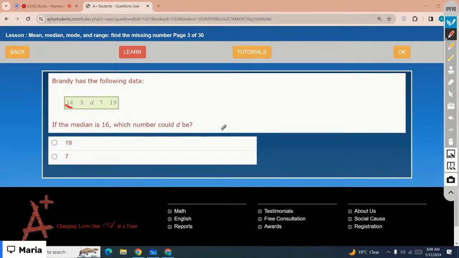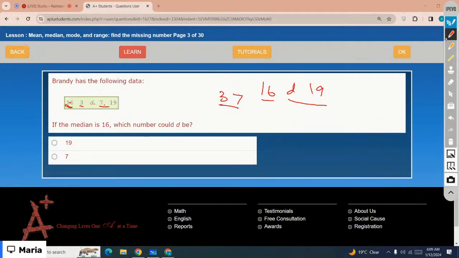Let's just arrange the data. 16 is the median, right? Before 16, you have all the numbers that are less than 16, right? So 3 is less than 16 and 7 is less than 16. And after the 16, you have all the numbers that must be greater than 16. Okay, so you have 1, 2, 3, 4, 5 numbers total, right? Two numbers must be before the median and two numbers must be after the median.